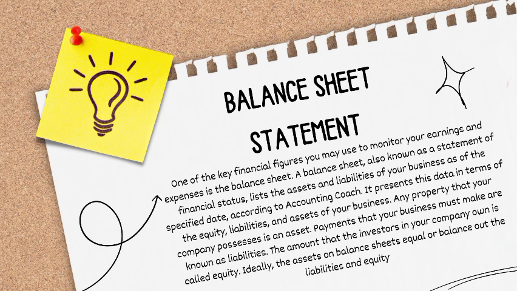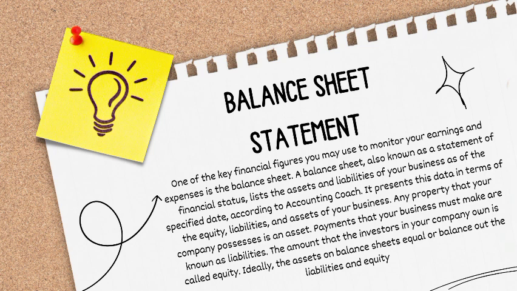The usefulness of the balance sheet statement. One of the key financial figures you may use to monitor your earnings and expenses is the balance sheet. A balance sheet, also known as a statement of financial status, lists the assets and liabilities of your business as of a specific date according to account code. Any property that your company possesses is an asset. Payments that your business must make are known as liabilities. The amount that the investors in your company own is called equity. Ideally, the assets on the balance sheet equal or balance out the liabilities and equity.